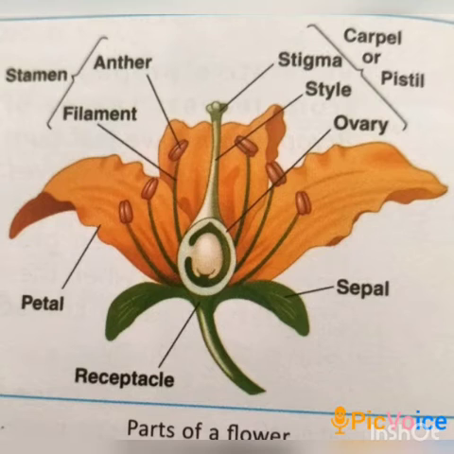Stamen is the male reproductive part. It consists of an anther and a filament. These are the two parts of the stamen. Pollen grains are produced in the anther. Pistil is the female reproductive part, which consists of ovary and ovules.